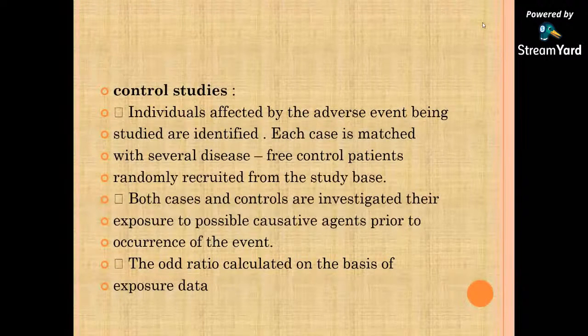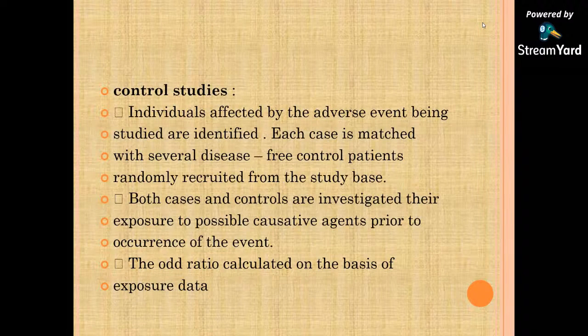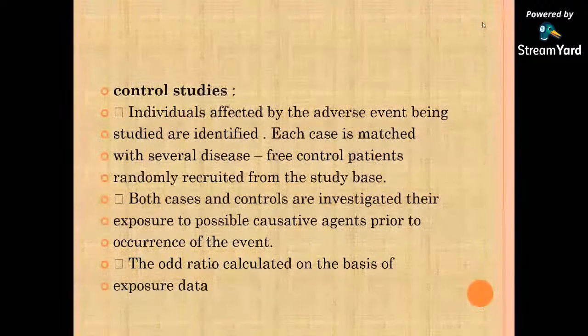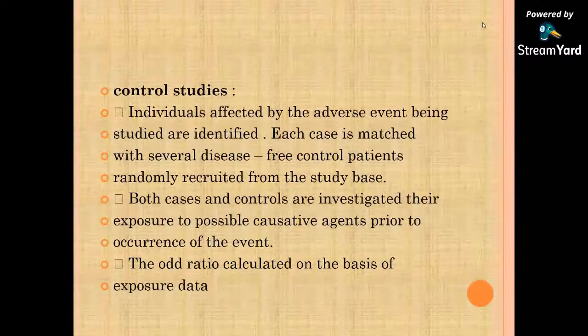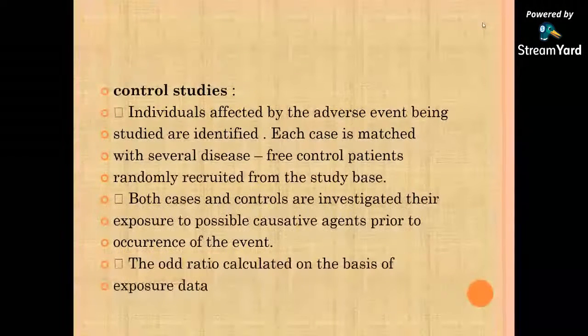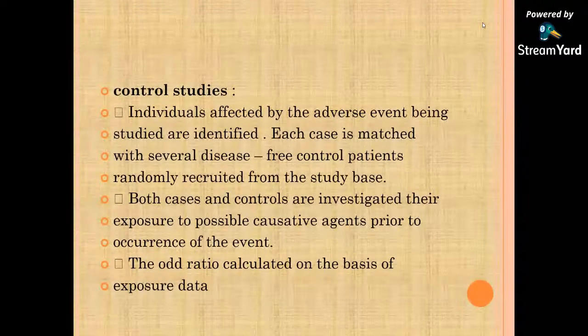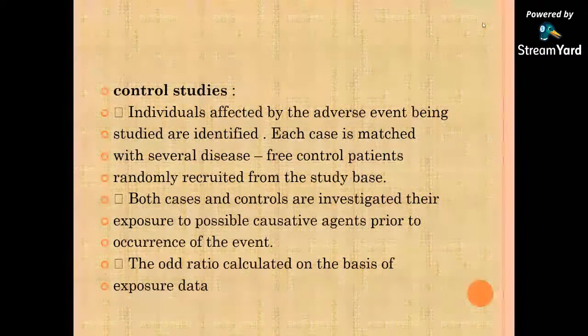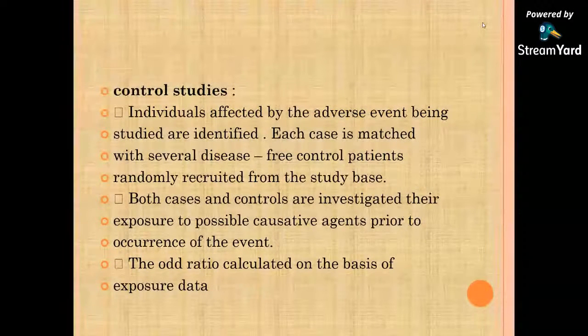And what are we doing in case control studies? In case control studies, we select such patients who are already suffering from the particular ADR of the drug. Okay, so this is the main difference between cohort studies and case control studies. In case control studies, the individuals affected by the adverse event being studied are identified. Then each case is matched with several disease free control patients randomly recruited from the study base. So in case control studies, we select such patients who are already suffering from the particular type of adverse drug reaction.